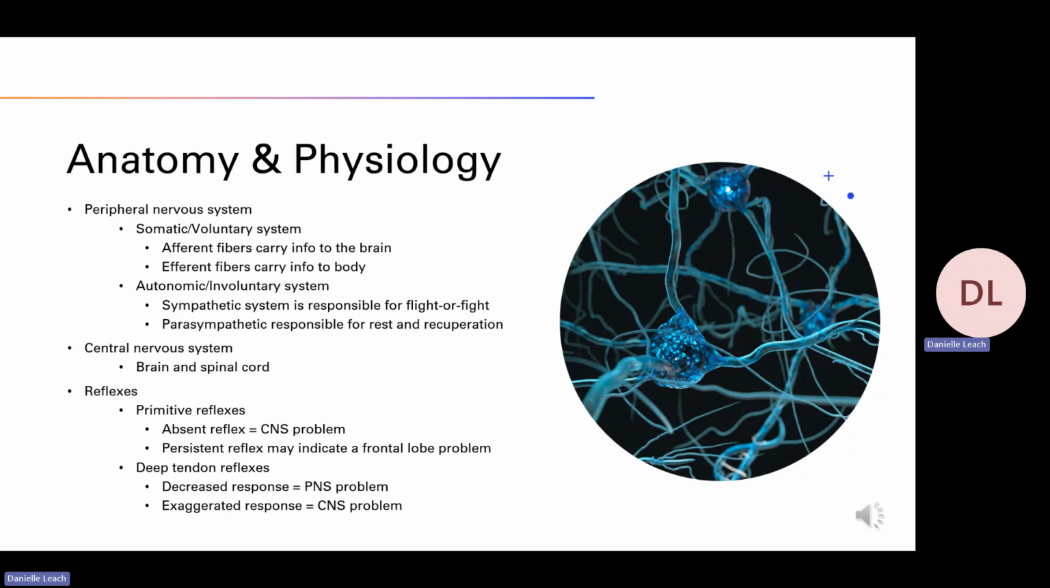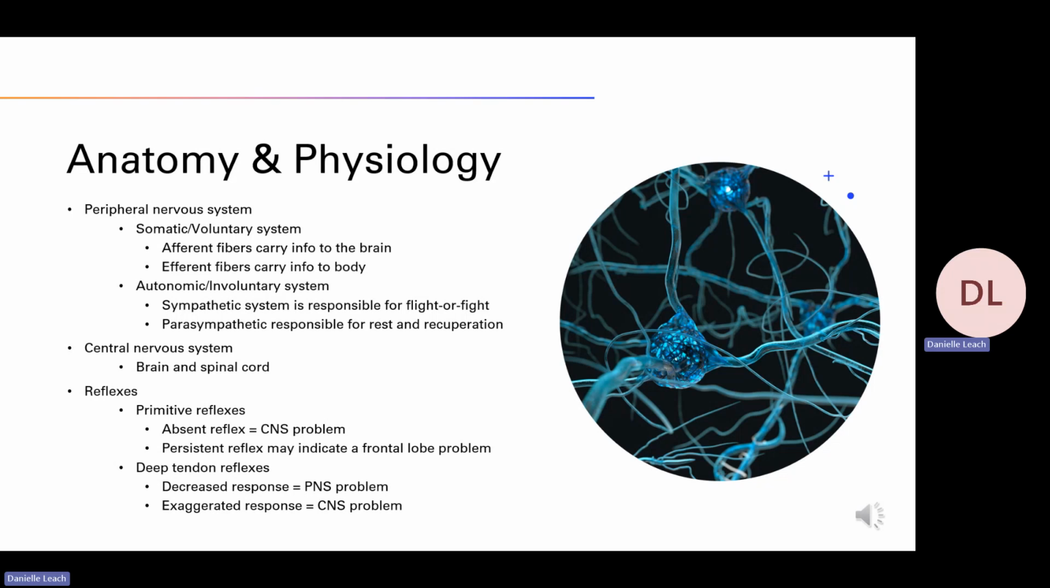Module 11 is about neurologic and sensory disorders. So, a brief review of the anatomy and physiology of the nervous system. The nervous system has two parts, so we can break it down into the peripheral nervous system and the central nervous system. The peripheral nervous system, we can further break that down into two other parts, the somatic or voluntary system and the autonomic or involuntary system.